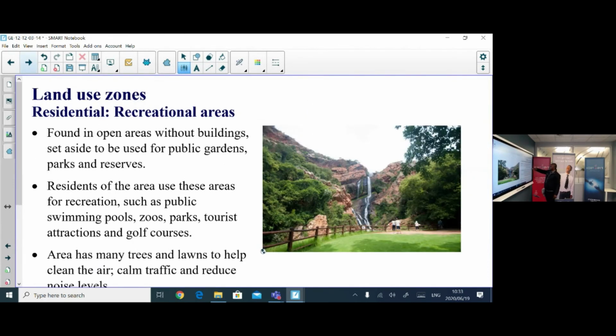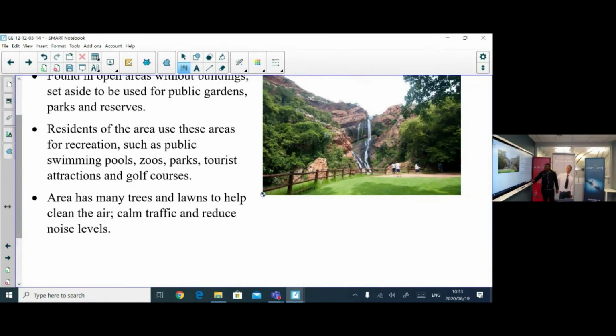Then we look at recreational areas, which are open areas without buildings set aside to be used for public gardens, parks, and reserves. Residents of the area use these areas for recreation, such as public swimming pools, zoos, parks, tourist attractions, and golf courses. The area has many trees and lawns to help clean the air, calm traffic, and reduce noise levels.